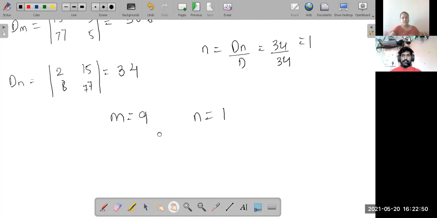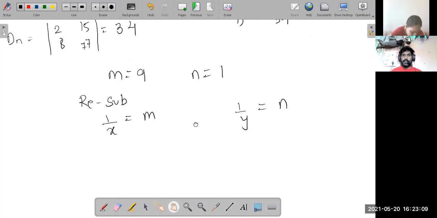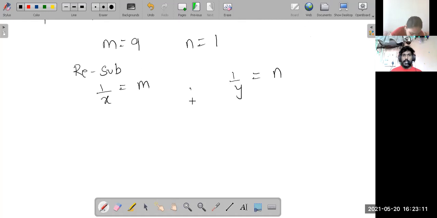What is that? You have to put it in n. Yeah, that is called resubstitution. So 1 upon x is equal to m and 1 upon y is equal to n. Substitute the values and tell me what will be x and y.